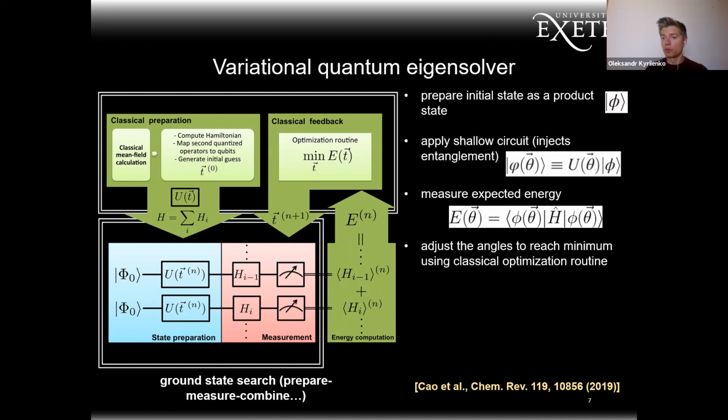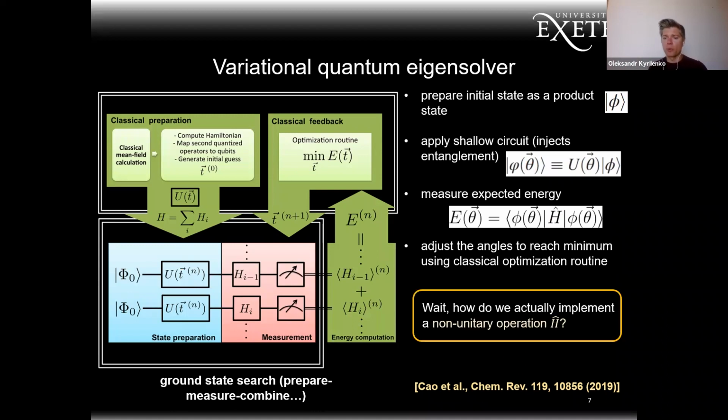I'm sure everyone knows how it works, but to be on the same page, what we need to do is start with some trivial state, apply ansatz as a quantum circuit which is parameterized by some angles. So let's say theta angles here, and prepare it as an approximation of the ground state. Then you will measure expectation of the Hamiltonian, get energy, and use classical optimization loop to update these angles until you reach the ground state.